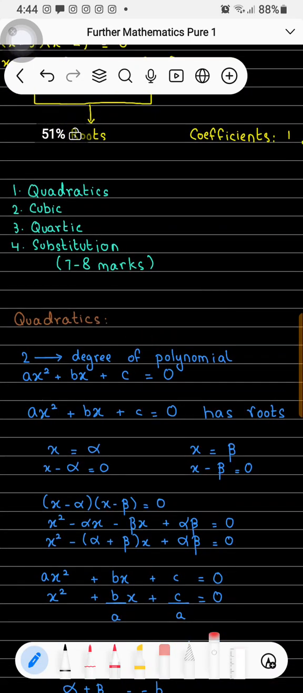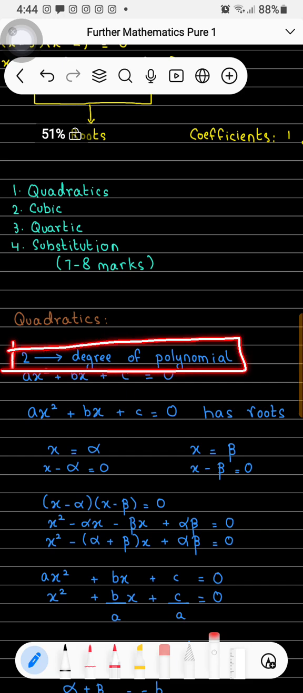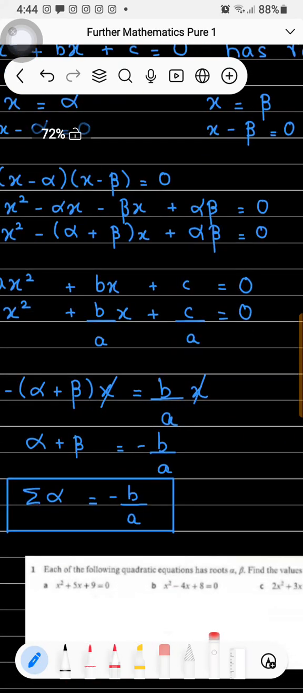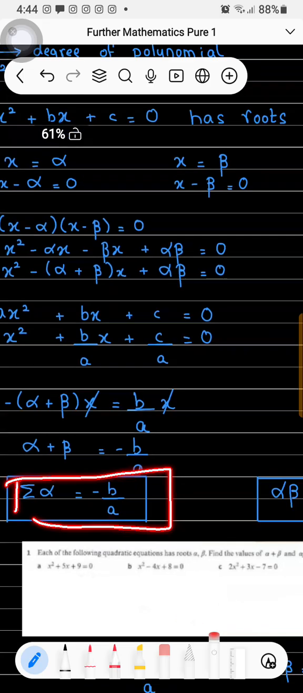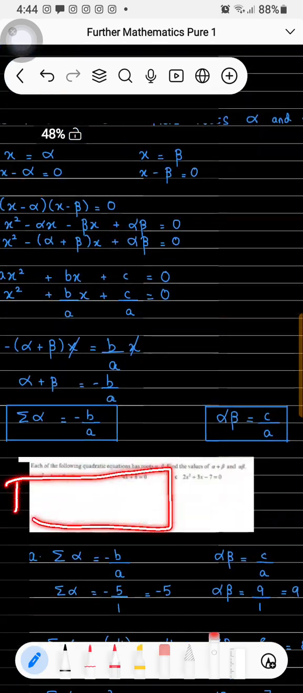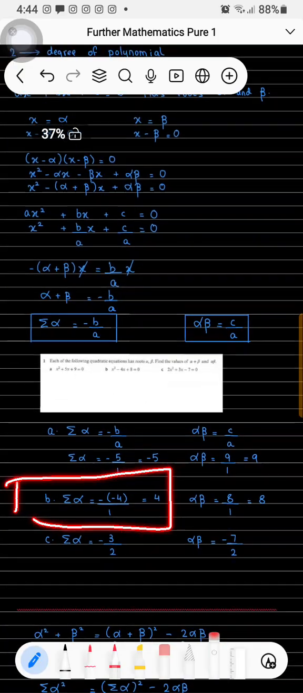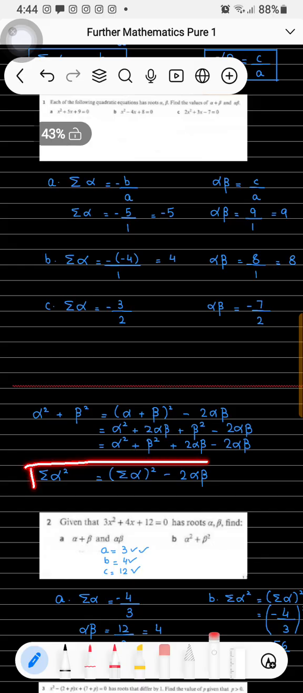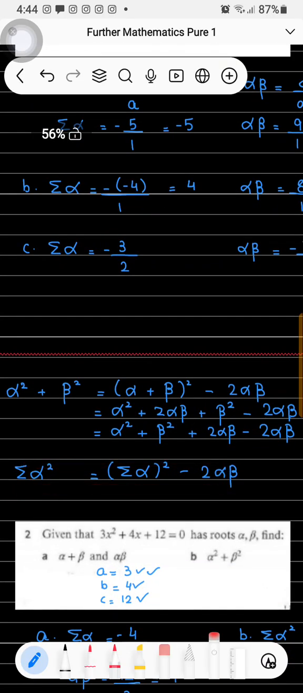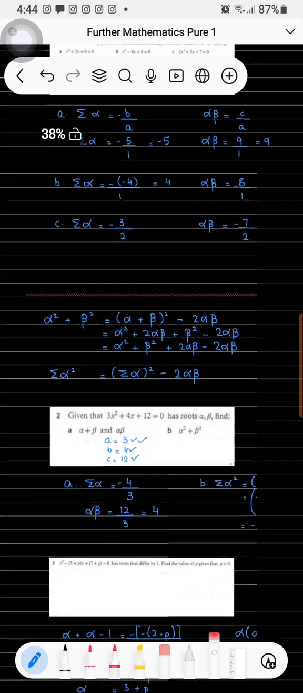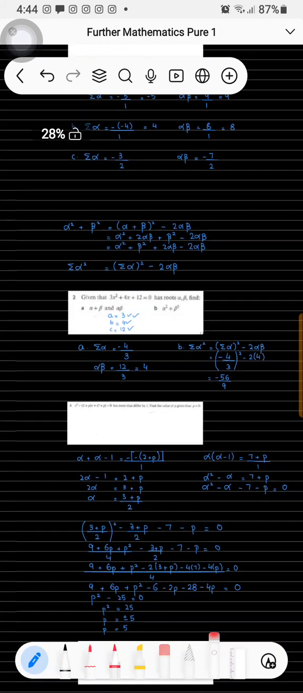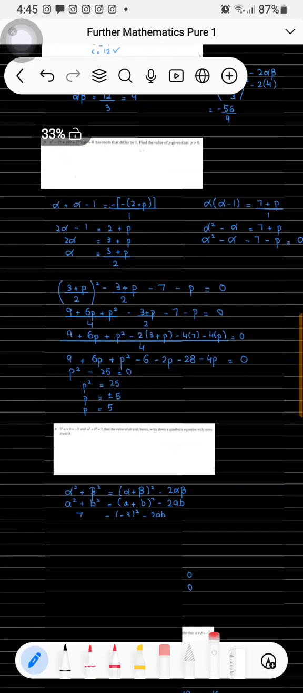Then we started the quadratics, in which we had discussed the 2 degree polynomial and its general structure is ax square plus bx plus c. Then we derived two formulas. Derivation is not part of the syllabus. Sum of alpha equals -b upon a and alpha beta is equal to c upon a. Then we solved a question using these two formulas, and then we derived one more formula, that sum of alpha square equals sum of alpha whole square minus 2 alpha beta. Then we solved a question using that formula. Then we moved further ahead and solved further questions.